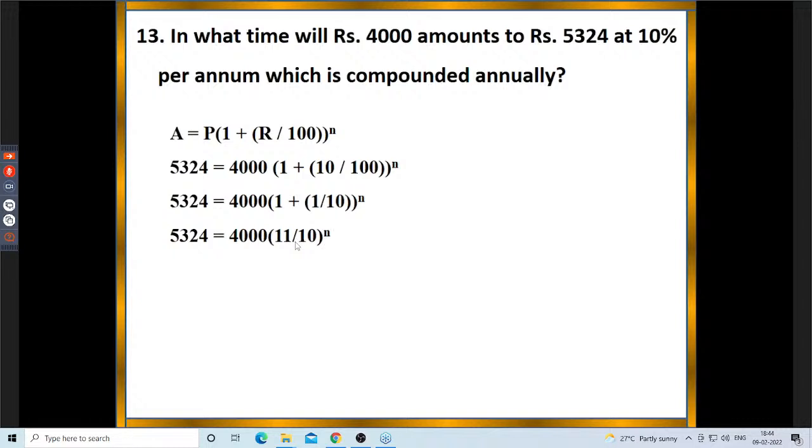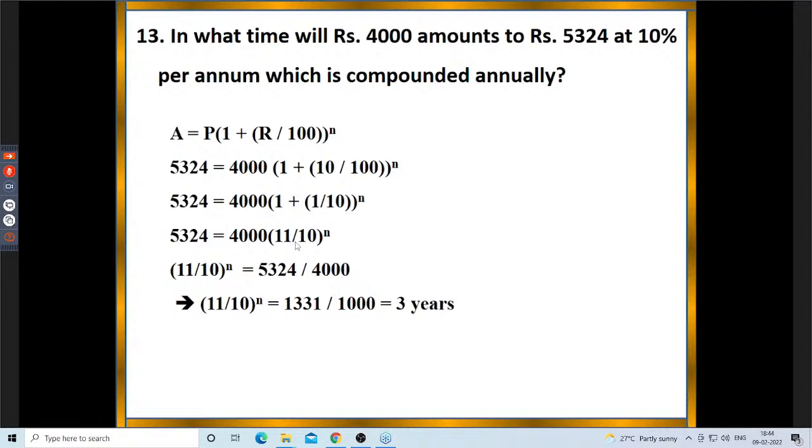If you observe clearly, 5324 and 4000 are both multiples of 4. If we cancel, 4000 divided by 4 is 1000, and 5324 divided by 4 is 1331. So 1331 by 1000. 1331 is the value of 11 cube and 1000 is the value of 10 cube. So 11 by 10 whole power n is equal to 11 by 10 whole power 3. Whenever the bases are equal, the powers are also equal. So n is equal to 3.